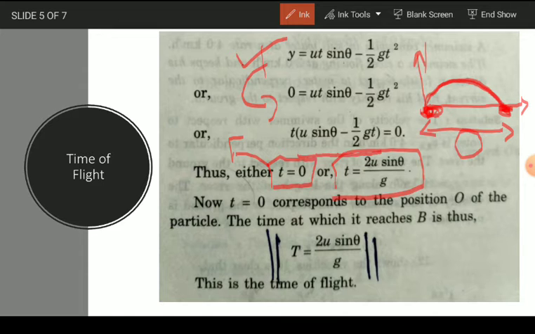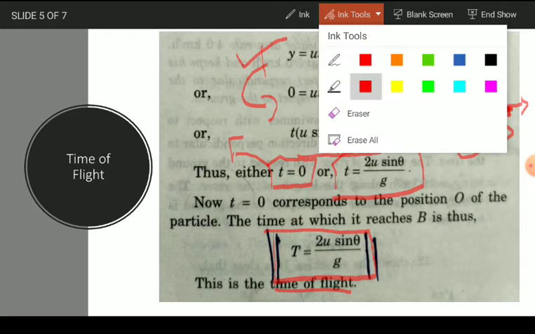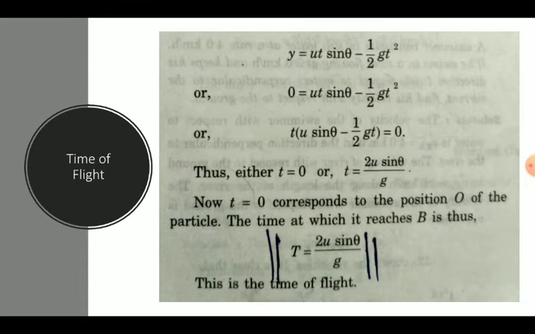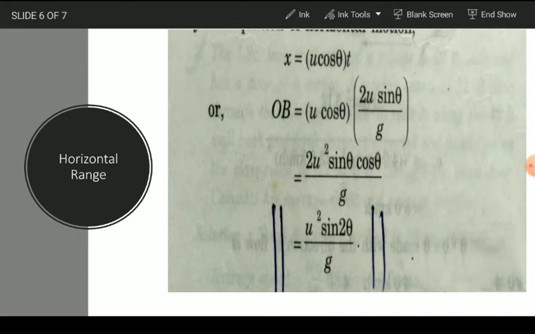is the time when the particle reaches this point, and this is the time which we want to know, and this is known as time of flight, and the expression of which is 2u sin theta over g. So now, after understanding the concept of time of flight, let's move forward and understand the second concept, which is the concept of horizontal range.